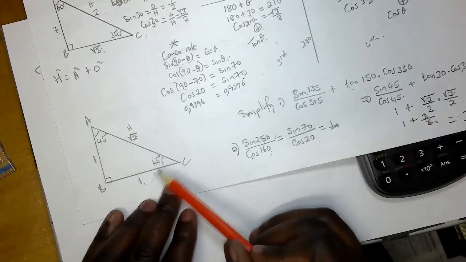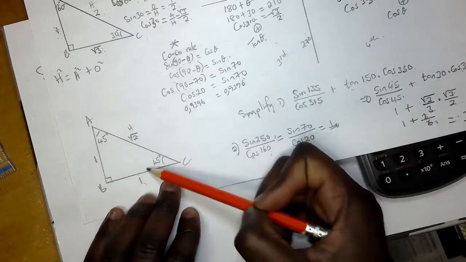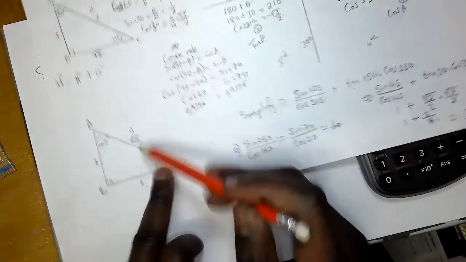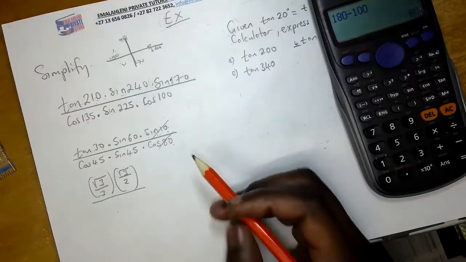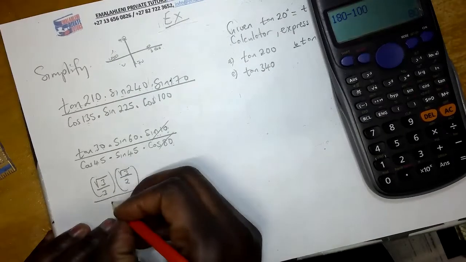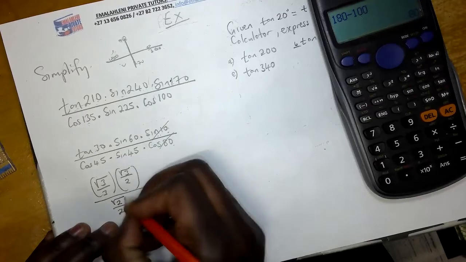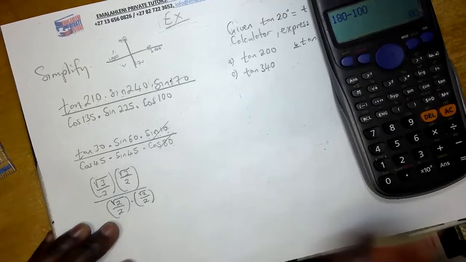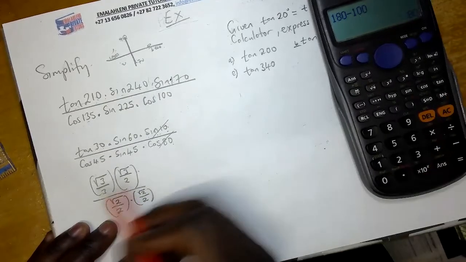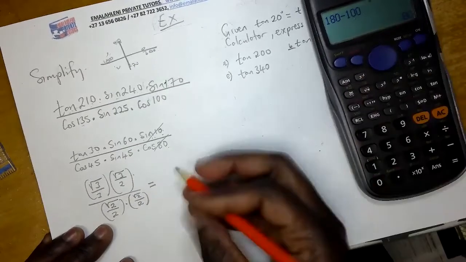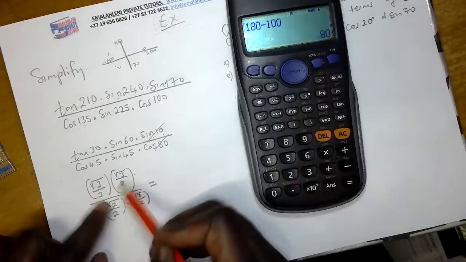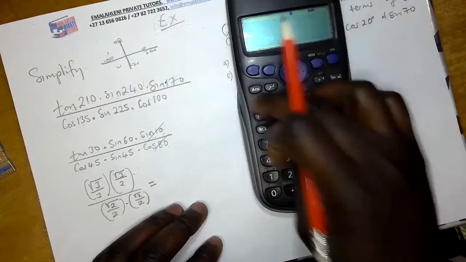Cos 45, remember, those two are equal. What is cos 45? Cos 45 is equal to adjacent over hypotenuse, which is going to be 1 over root 2, which is root 2 over 2. But here we are saying they are equal, so it's going to be root 2 over 2, because they are equal. From this now, what are we going to get here? We can punch everything in the calculator if we want.